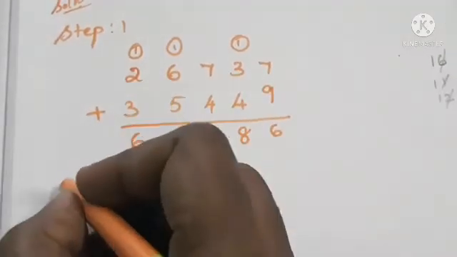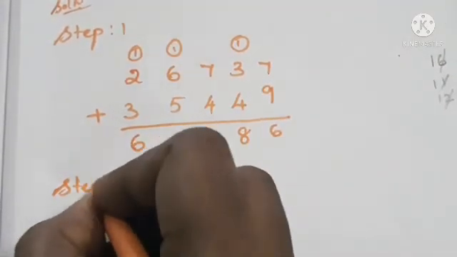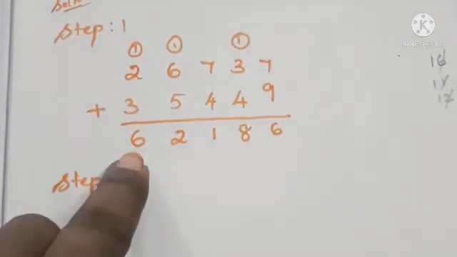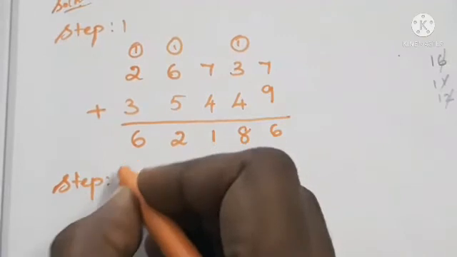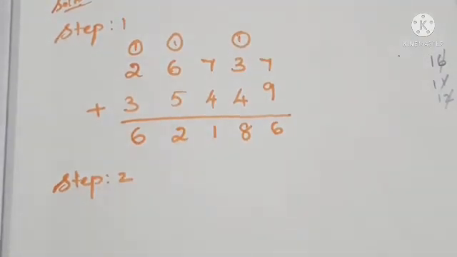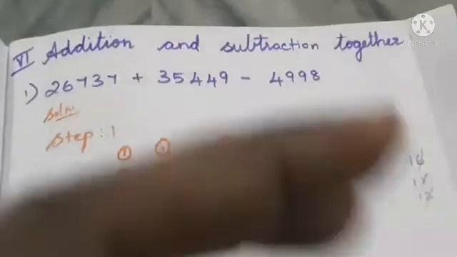Okay, so step 1 is over. Now next we can write step 2. So here you have to leave it one line. Okay, after getting the answer we can leave it one line. Afterwards we have to write step 2. Okay, so for step 2 what we have to do, we are going to do the second operation. Second operation what? Subtraction.